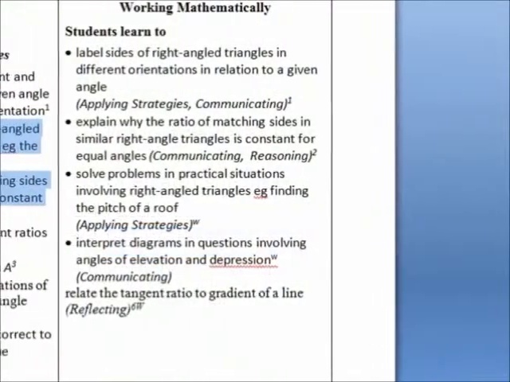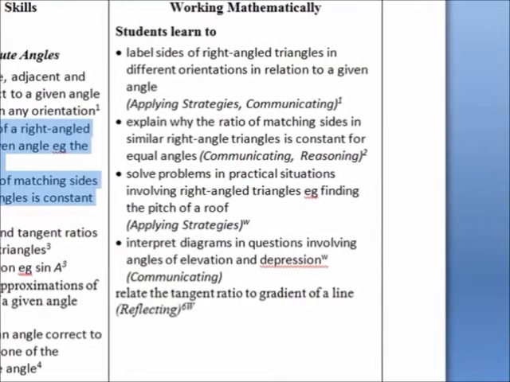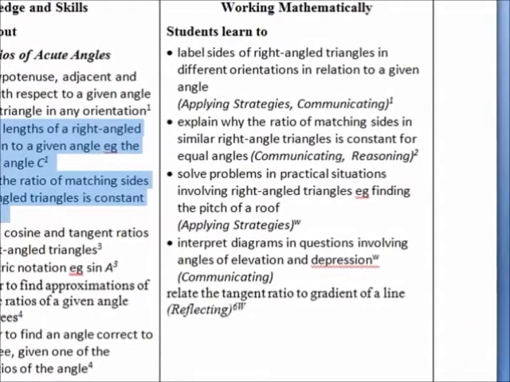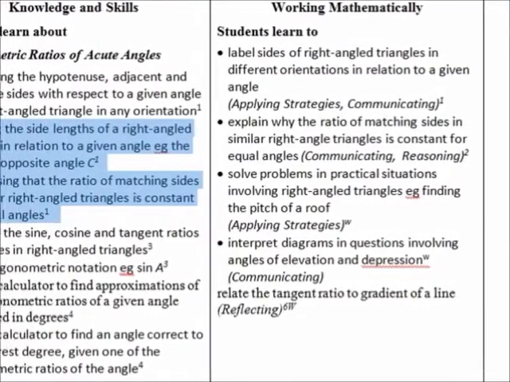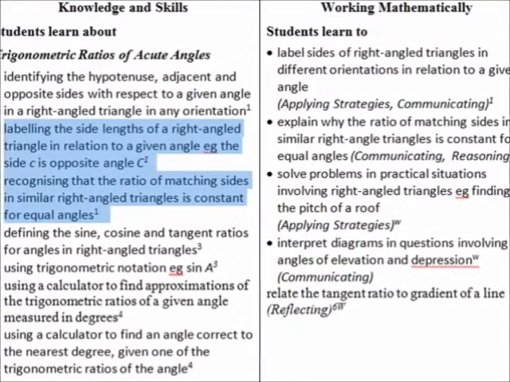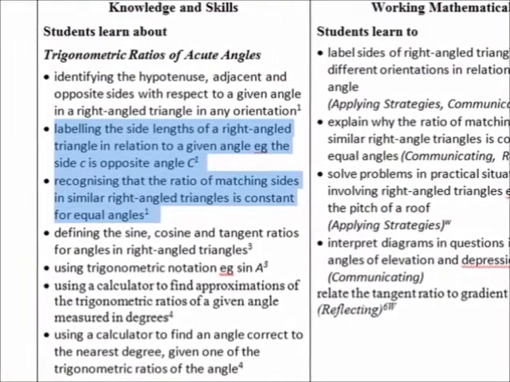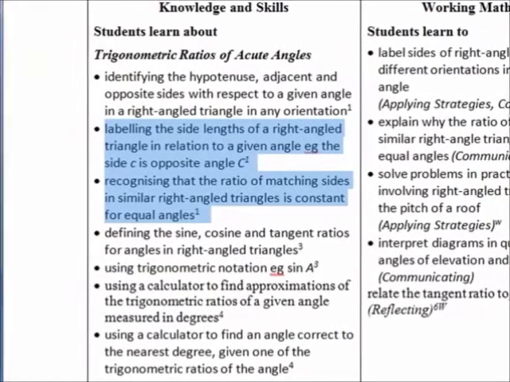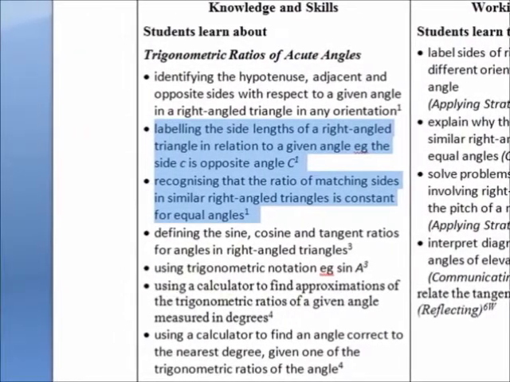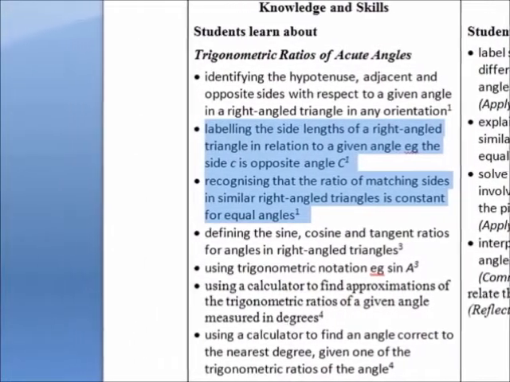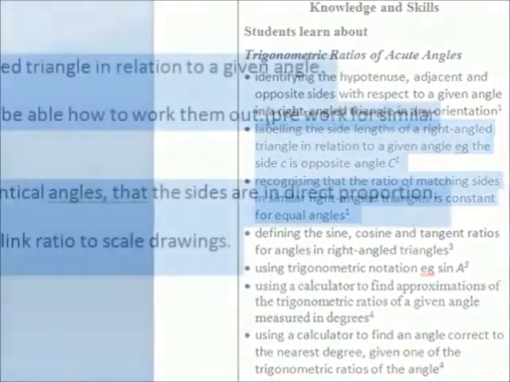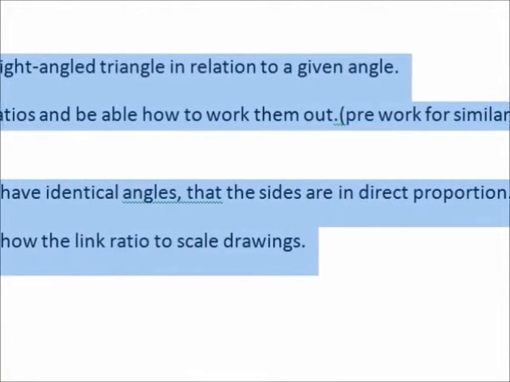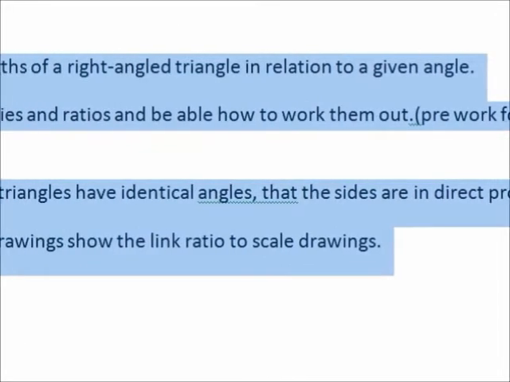The board then requires the labelling of the side lengths of a right angled triangle in relation to the given angle, e.g. side c opposite angle C, and recognise that the ratio of matching sides in similar right angled triangles is constant for equal angles. And here is the second lesson addressing those points.